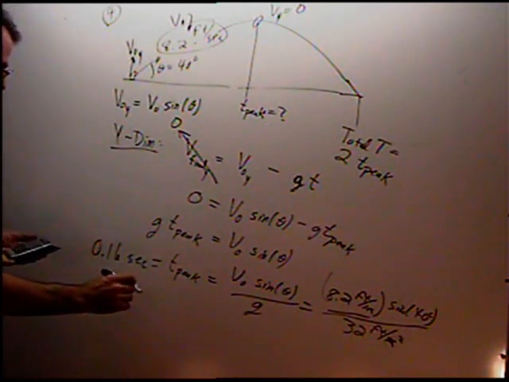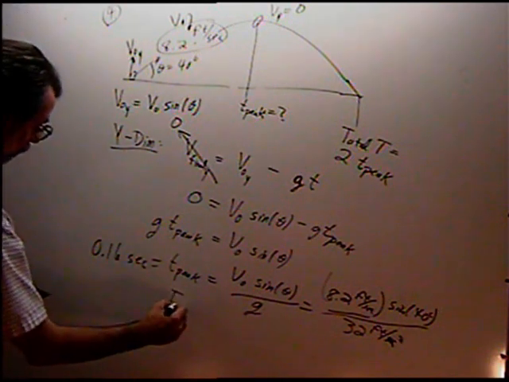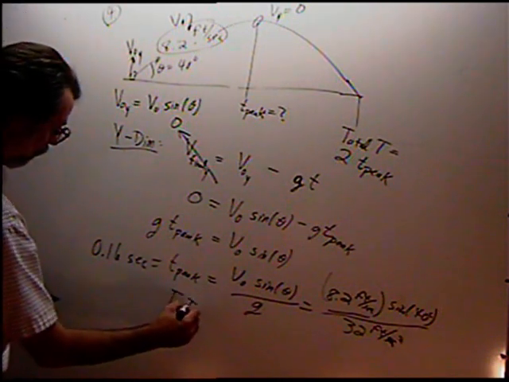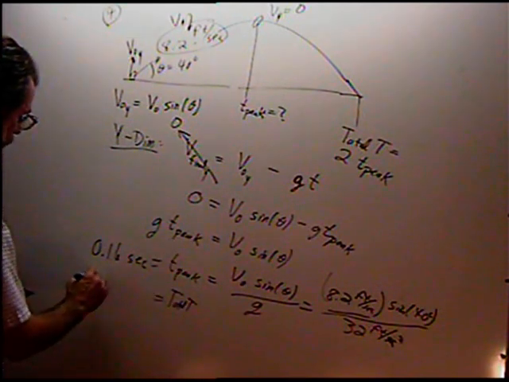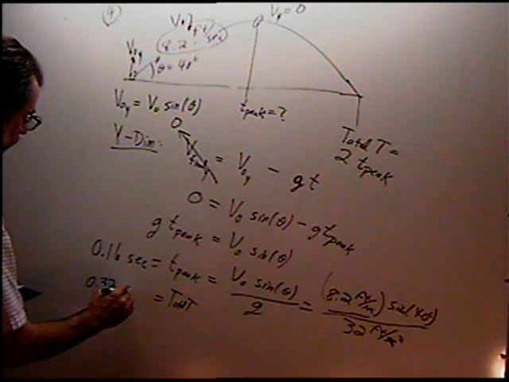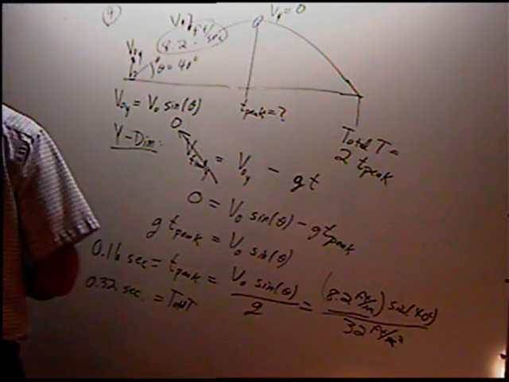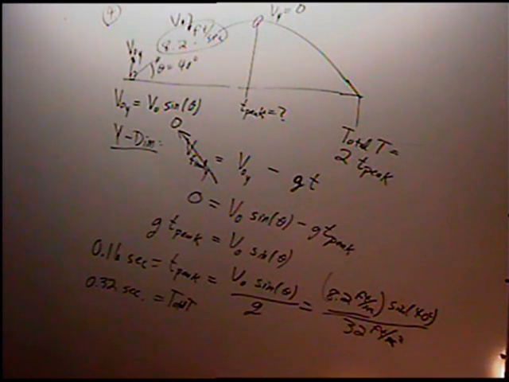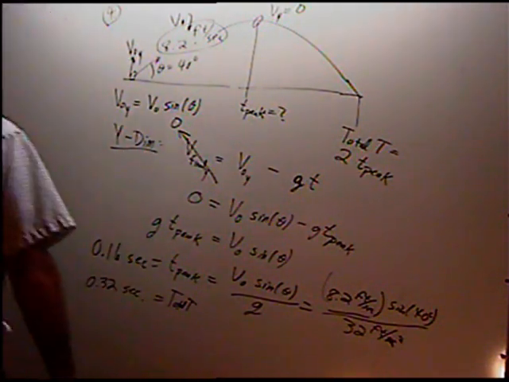So the time to peak is 0.16 seconds. That means the total time is twice that, or 0.32 seconds. Okay. So I hope that's clear. Now you might have thought about this.